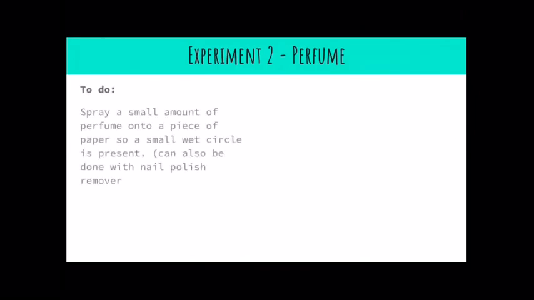Okay, so the second experiment, you guys can do this at home. What you're going to do is spray a small amount of perfume onto a piece of paper so that a small wet circle is present. You can also do this with nail polish remover. In other words, we just need a liquid that stinks and makes a smell. Spray it onto that piece of paper, get that small circle, and then wait until you can smell it.